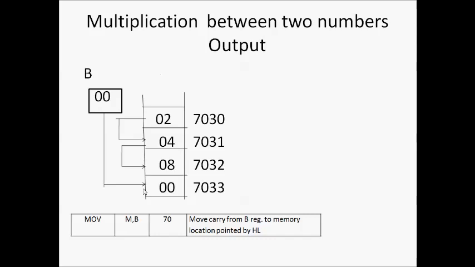for the register B data. If a carry is generated, I told you, if carry is not generated it is 00, so MOV M,B with the help of this instruction stores 00 in 7033. If a carry is generated, whatever, the first time it is 01, the second time carry generated is 02, the third time carry generated is 03, and so on. But this is our output.